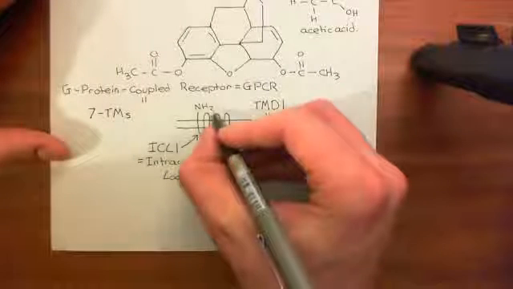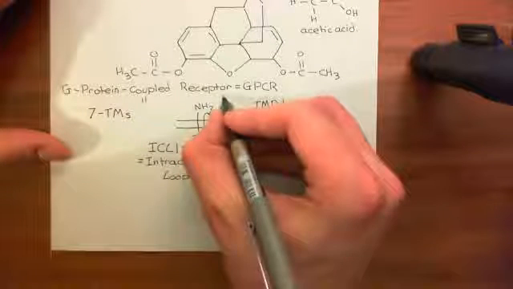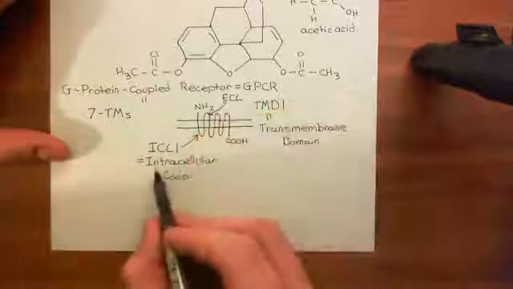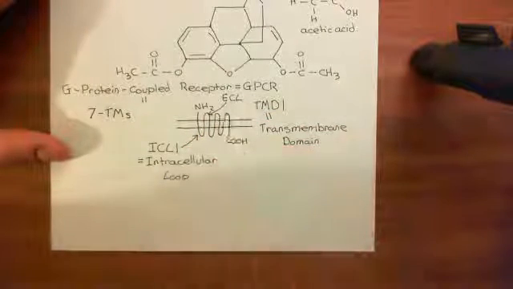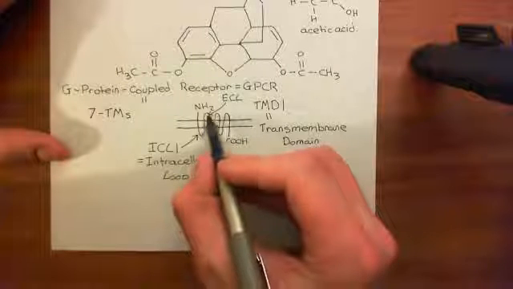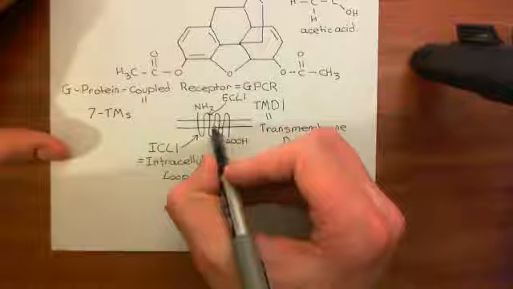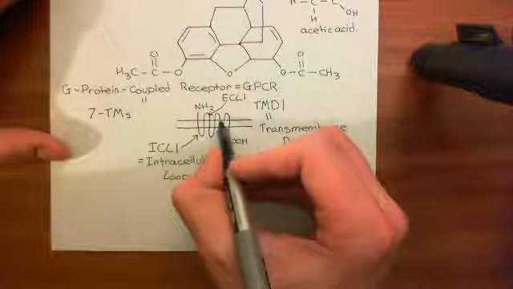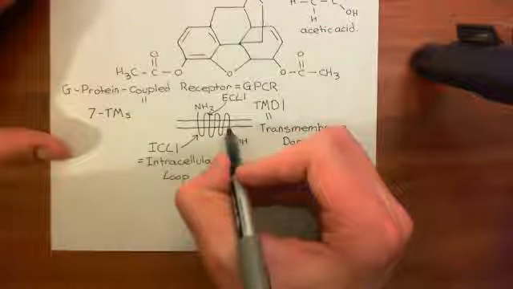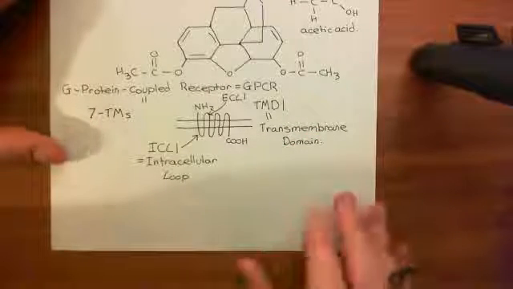There's a similar nomenclature for the extracellular loops. In this case, it's just ECL. So you change the I to an E because you've changed intra to extracellular loop. So this one between transmembrane domain 2 and 3 will be called extracellular loop 1. This one between transmembrane domain 4 and 5 will be called extracellular loop 2, and this one here between transmembrane domain 6 and transmembrane domain 7 will be called extracellular loop 3.